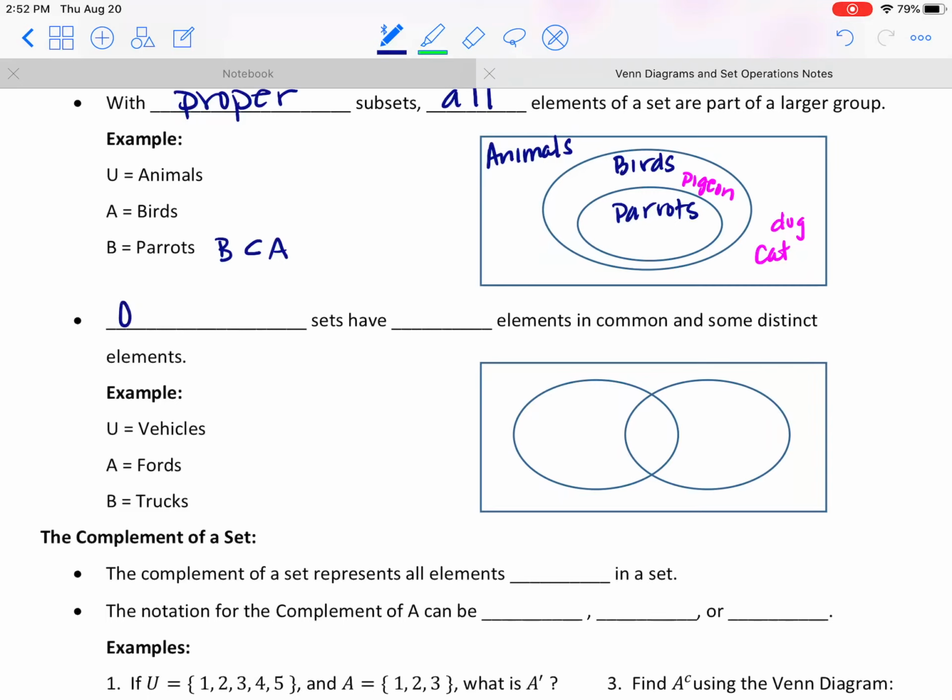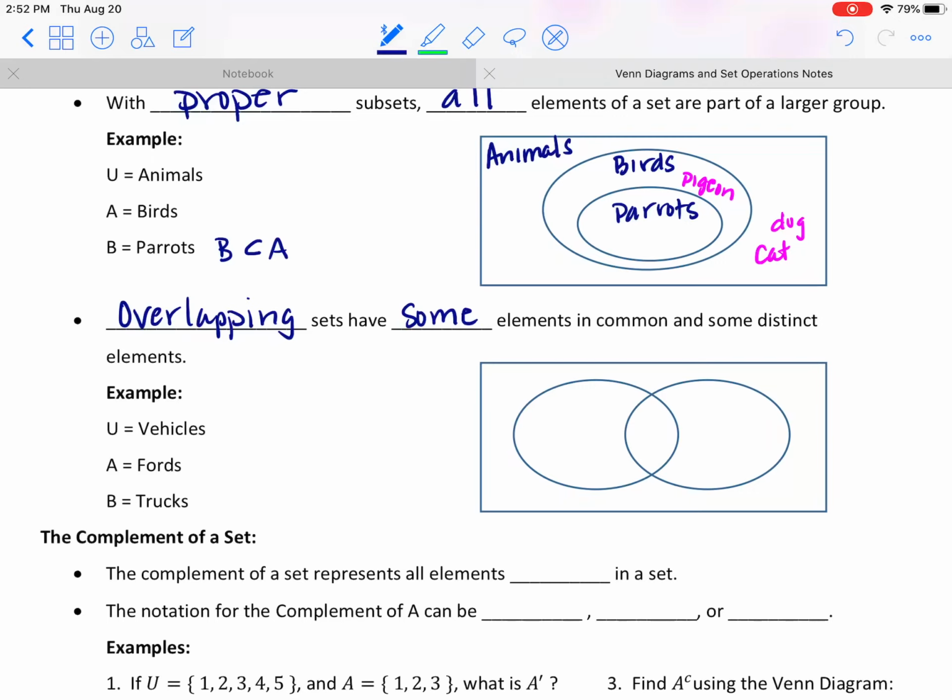We have what we call overlapping sets. Usually our sets are going to have something in common. So they have some elements in common, but then they also have some elements that are distinct. So some elements that only belong to their circle, but some that belong to both circles.